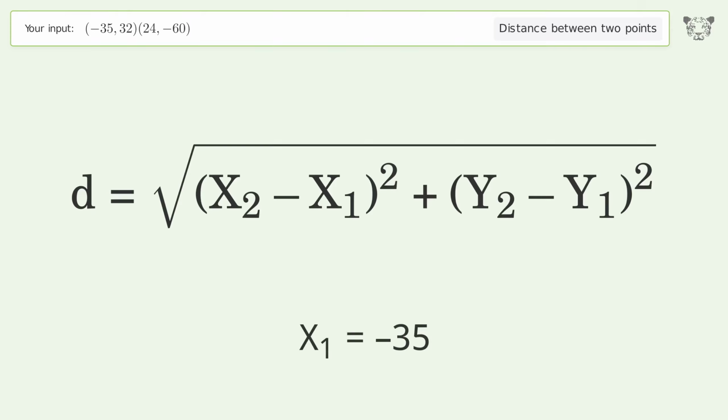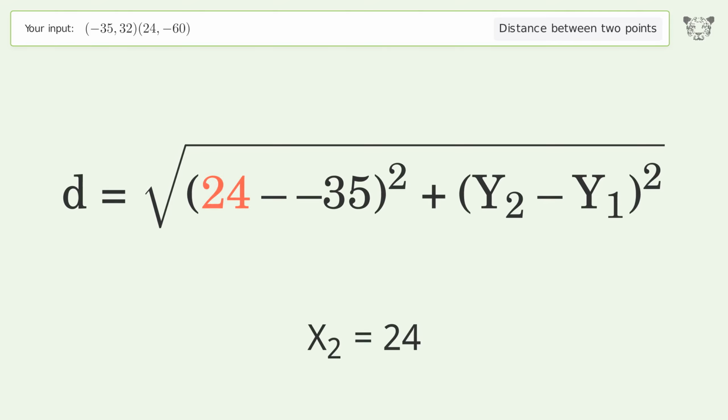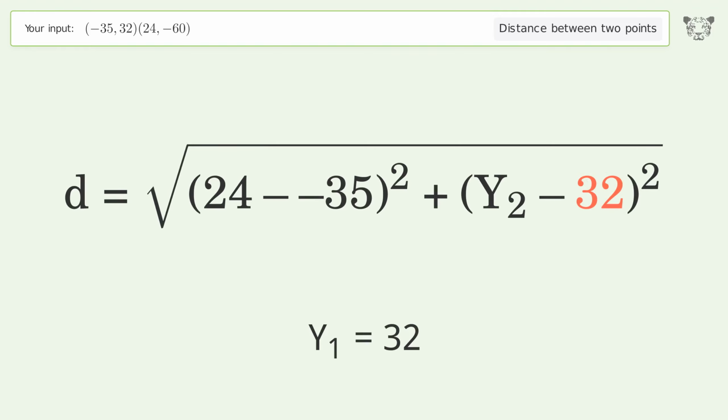x1 equals -35. x2 equals 24. y1 equals 32. y2 equals -60.